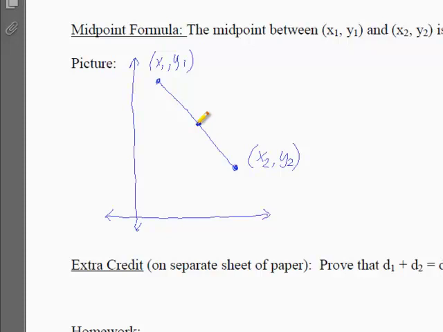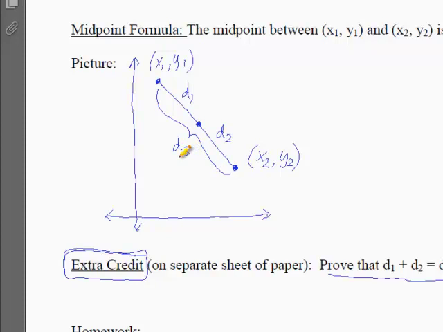Now, you'll notice there's this extra credit: prove that D1 plus D2 is equal to D3. So let me draw a picture for you. Given D1 is the distance between the first point and the midpoint, and D2 is the distance between the midpoint and the second point, we want you to prove that that's equal to the entire distance, which is D3. And if we're talking about a distance, keep in mind we'll most likely use the distance formula.